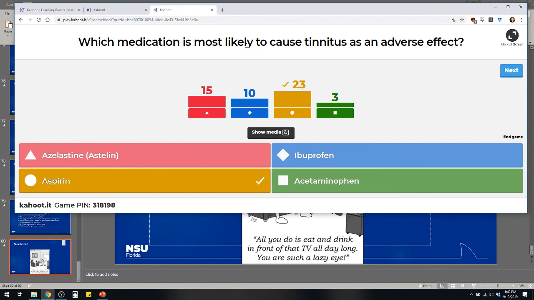Is aspirin that much more likely than ibuprofen to cause tinnitus? Yeah, it's pretty typical with aspirin. Ibuprofen may have some incidence, but it's not as common as I'm familiar with.